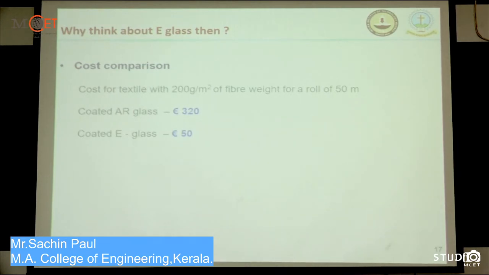Now why E-glass? Why should we look at E-glass? Why did I say that there are three projects with us on E-glass? The major reason is the cost difference. AR glass is not manufactured in India, whereas E-glass is manufactured in India. If you get AR glass, the minimum cost you have to pay is 320 euros per roll of AR glass. In comparison to that, you have 50 euros for your E-glass. So there is around a 6 times cost difference, and this is a big difference considering an economy like India, because we need a sustainable, cost-effective material for construction in comparison to a lot of other foreign countries. For us, we need a robust, large-scale construction material which is sustainable and also cost effective. So cost is a big aspect for our country.